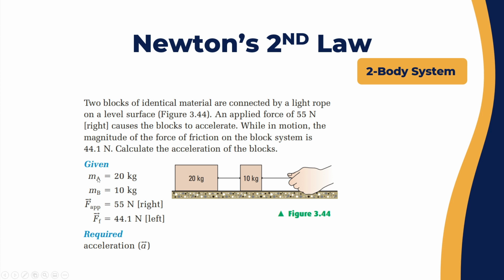So we have M_A, the mass of block A, 20 kilograms. The mass of block B is 10 kilograms. We have the applied force F equal to 55 newtons to the right. You have the friction force of 44.1 newtons to the left. Always, as you already know by now, the friction force is in the opposite direction of the applied force or the external force. What we need is to find the acceleration of this system.